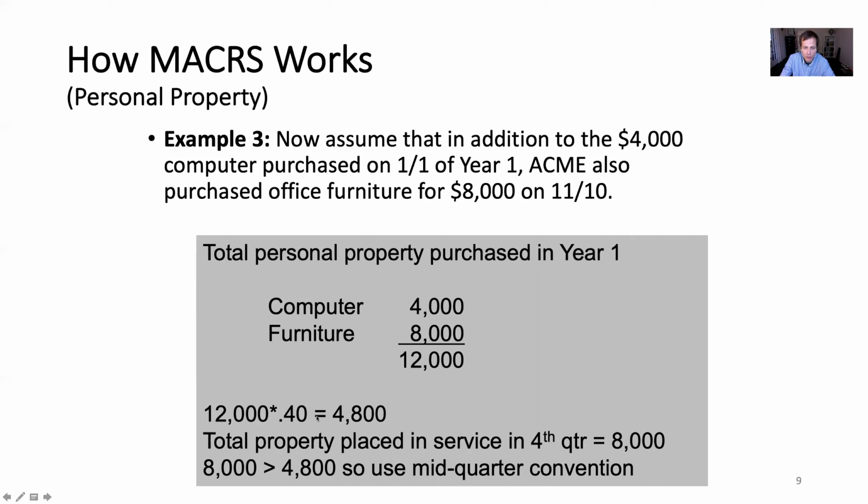40% of that number would be $4,800. So if they placed in service more than $4,800 during the 4th quarter, more than 40%, they have to use the mid-quarter convention on both assets. And we can see they did. The 8,000 that was in the 4th quarter is more than 40% of the total. 8,000 is more than 4,800. So I have to use the mid-quarter convention now on the computer and the furniture.